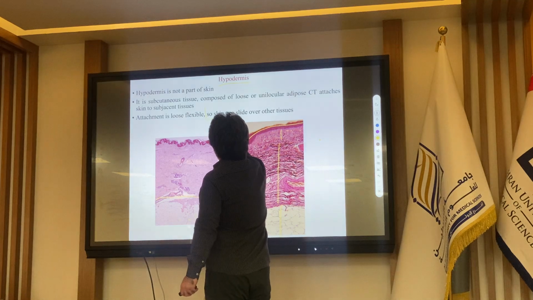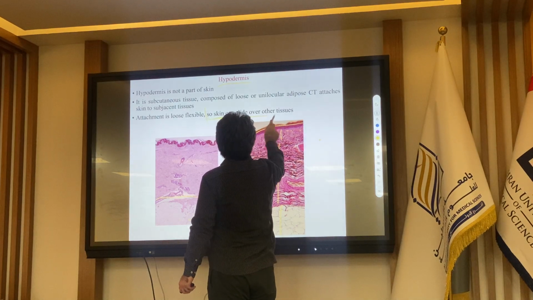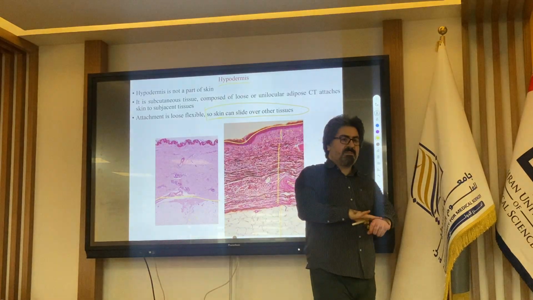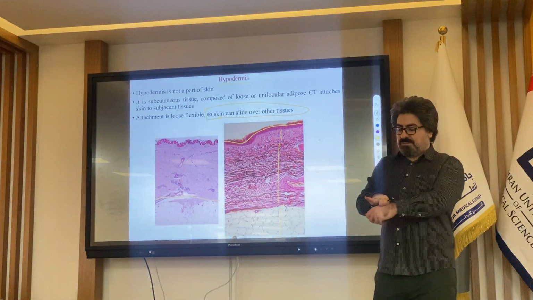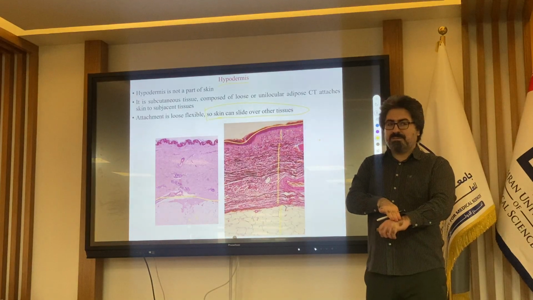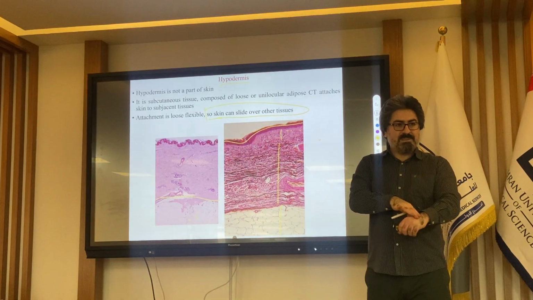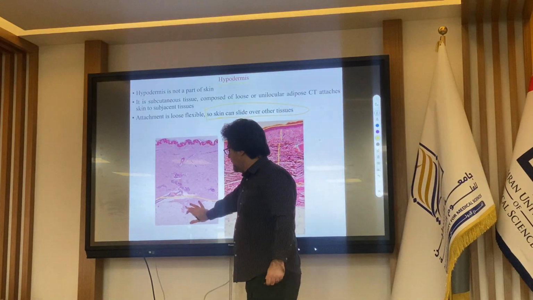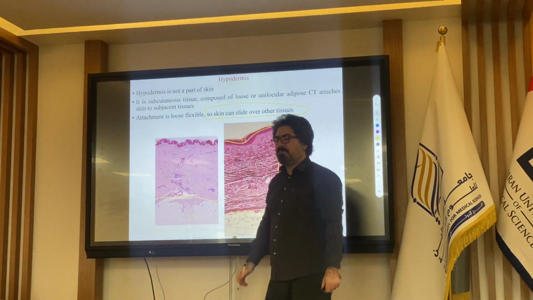Because of hypodermis, the skin can slide over other tissues, like this. A sliding of the skin. Do this on the dorsal surface of the hand. Sliding is because of hypodermis, because it is a loose tissue rich in fat.